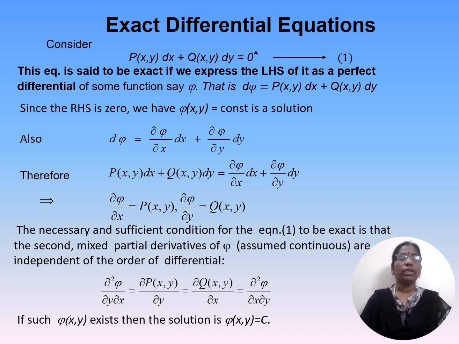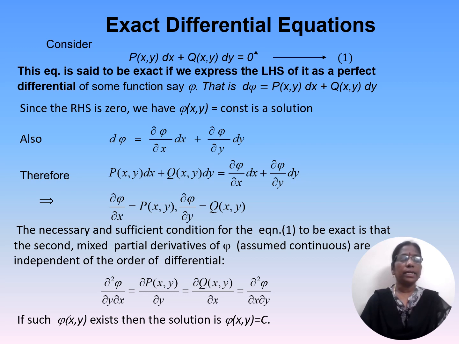Also, d phi = (∂phi/∂x) dx + (∂phi/∂y) dy by the definition of a partial derivative. We get P(x,y) dx + Q(x,y) dy = (∂phi/∂x) dx + (∂phi/∂y) dy, which implies ∂phi/∂x is the same as P(x,y) and ∂phi/∂y is equal to Q(x,y).